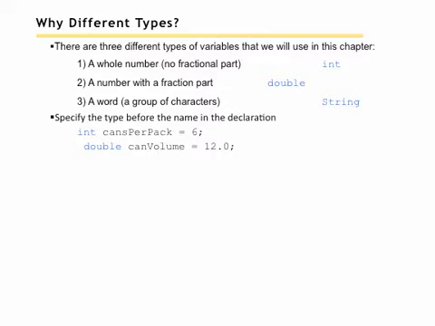So int cans per pack equals 6. We're specifying the data type, the name, and the initial value. Double can volume equals 12.0. Because double allows us to have a fractional part, we can say 12.0 rather than 12.